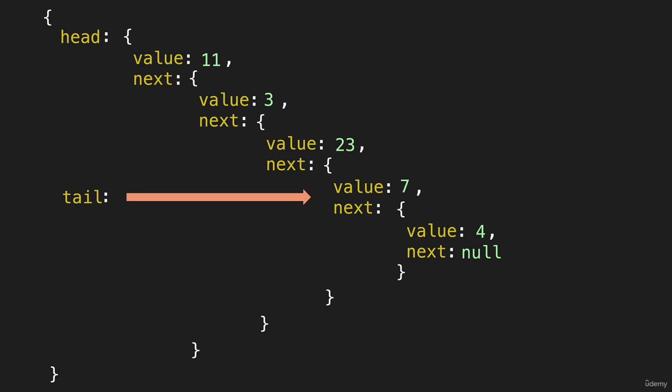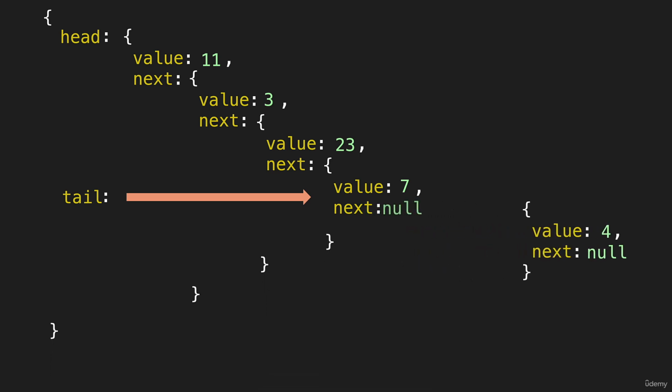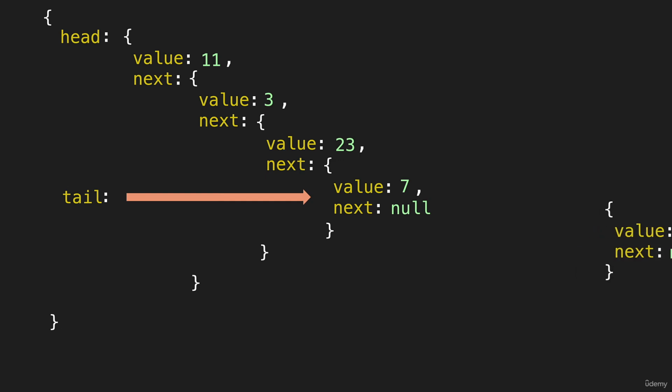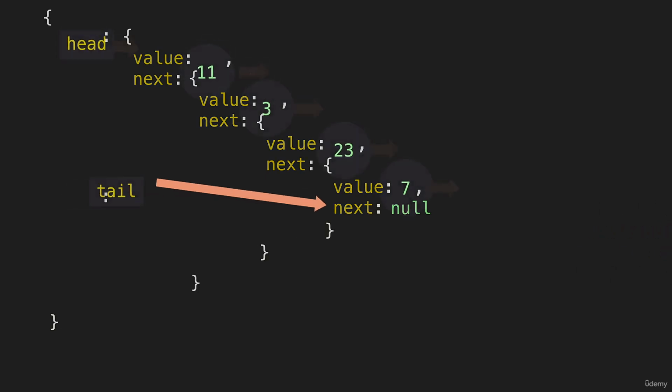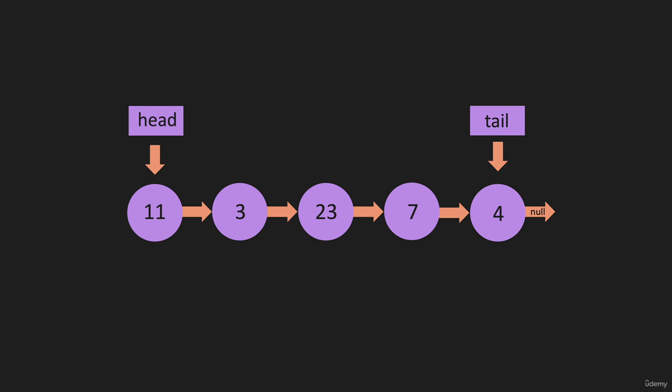And that's why a pop is an O of n operation, where push is O of 1. And once we have moved tail up here, we can say tail.next is equal to null, and then remove the node. So now let's put this back in graphical format like this.